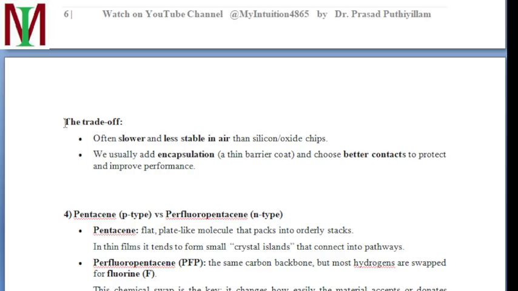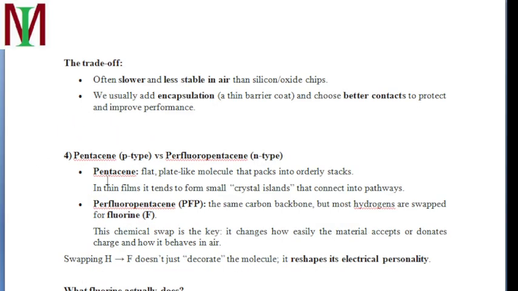Now the trade-off, what is the problem with that? It is often slower and less stable in air than silicon or oxide chips. We usually add encapsulation, a thin barrier coat is needed, and choose better contacts to protect and improve the performance.